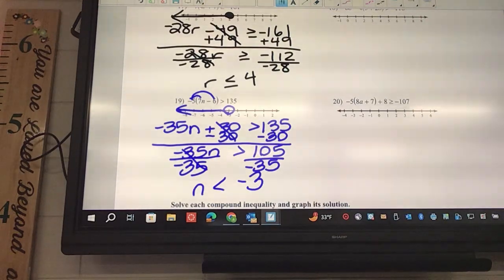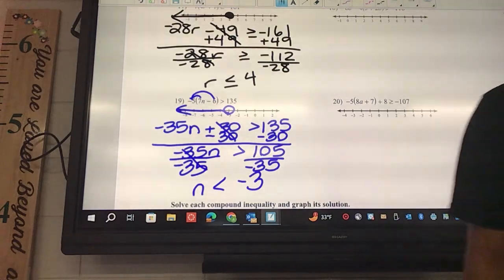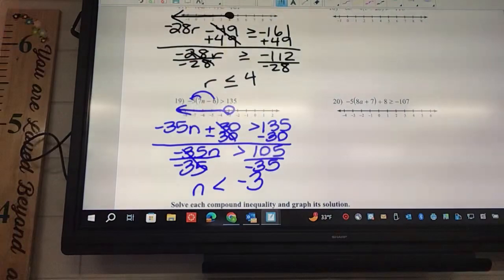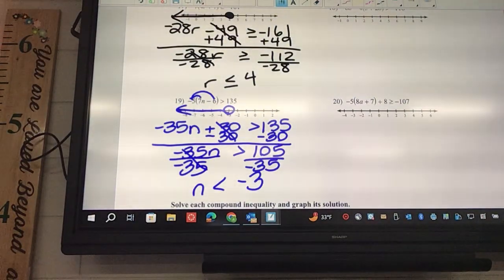Okay, the next section here is the compound inequalities. What does an OR look like? Out. ORs go out. What does an AND look like? Go in. They go in. Can I have one shaded and one not shaded? Yeah.